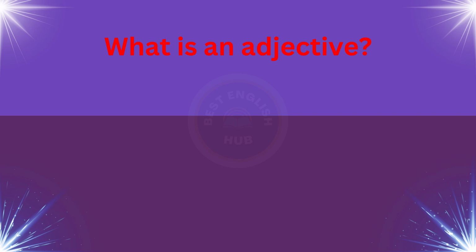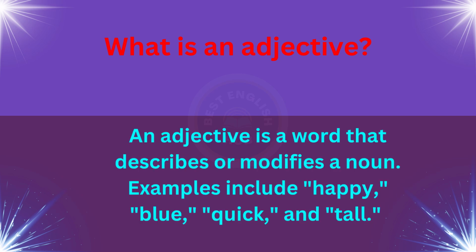What is an adjective? An adjective is a word that describes or modifies a noun. Examples include happy, blue, quick, and tall.